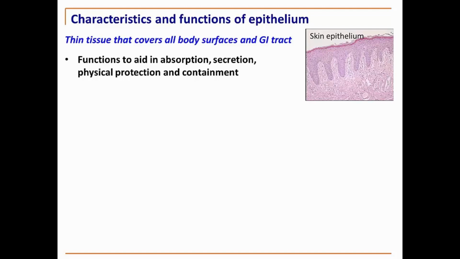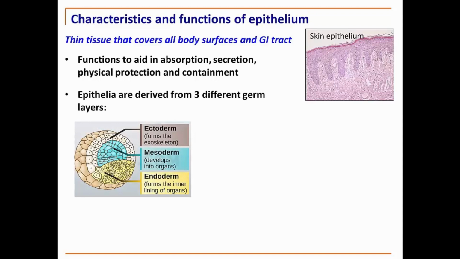But epithelium, as a general rule, also protects itself and us from noxious intestinal contents by the secretion of a surface coating of mucus, for example. So in other words, it's functioning to aid in absorption of what we want to get into the body, secretion, what we're secreting out, physical protection and containment. So it has all those multiple functions.